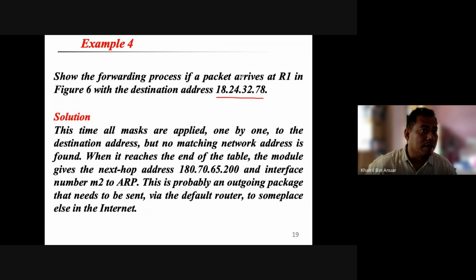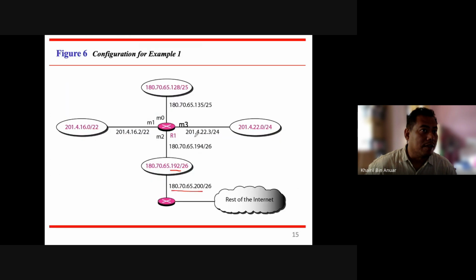Okay, so these are the rest of the addresses whose network is not within the ones that have been given to us. So this time all masks are applied one by one to the destination address, but no matching network address is found. So when it reaches the end of the table, the module gives the next hop 180.70.65.200 and interface M2 to ARP. So this is probably an outgoing packet that needs to be sent by a default router to someplace else in the internet. Okay, so again, this is with respect to the IP address.